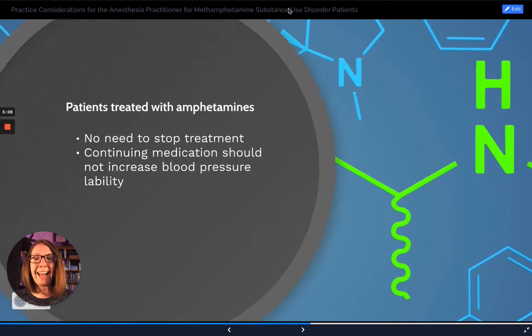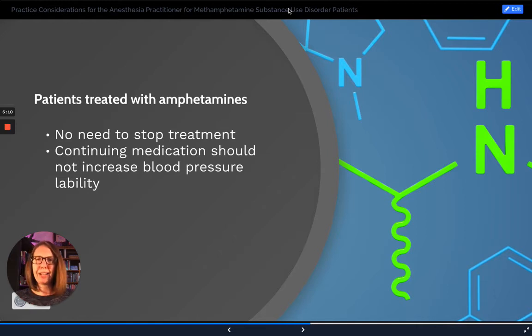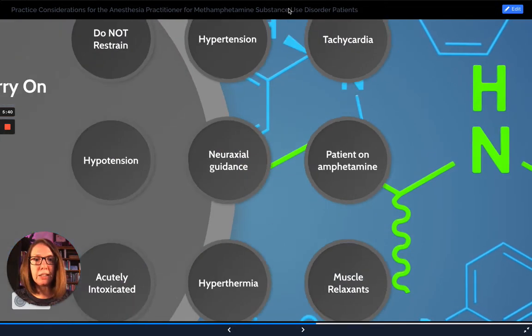What about a patient on amphetamines? What do I mean a patient on amphetamines? So some people might be taking amphetamines for treatment of ADHD, right? There is literature saying that there's no need to stop this medication. They don't have an increased blood pressure lability, right? They don't have a lot of hypertension that we've seen with specifically our methamphetamine substance use disorder patients. So there's no need to say you need to stop it for 5 to 7 days or whatever. Just stop it at your standard NPO guidelines.